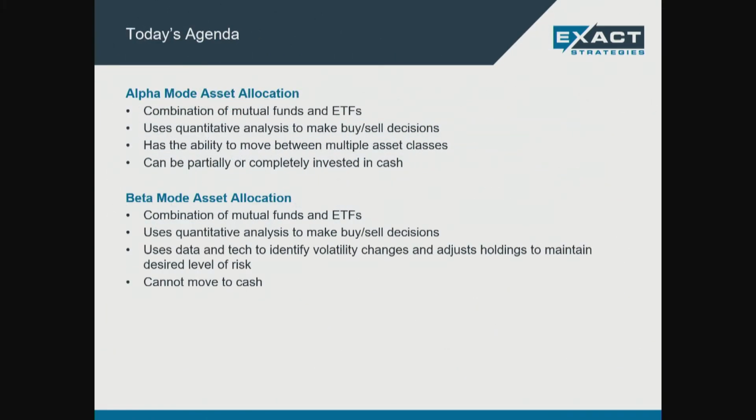We're going to talk about two different modes. We're going to talk about our alpha mode technology, where you're using quantitative analysis to help you make buy-sell recommendations objectively in your portfolio. And then we'll talk about the beta mode asset allocation, which, as you know, is a series of portfolios using quantitative analysis really to observe volatility and ensure that we never violate a client's risk budget.